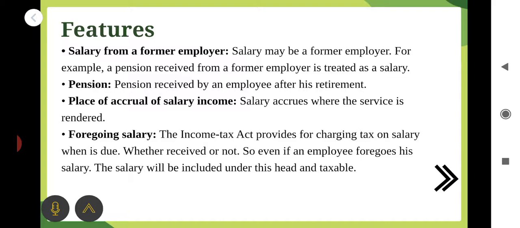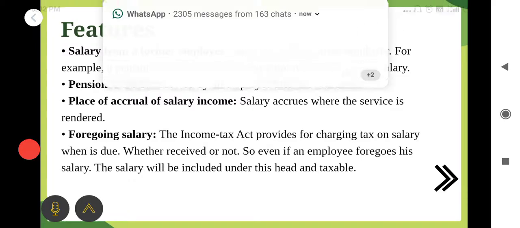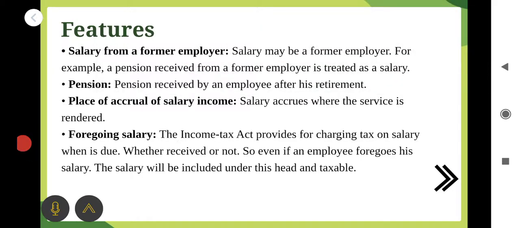after his retirement. The next important feature, that is place of accrual of salary income. That means salary accrues where his service is rendered. The next one, foreign salary. That means the Income Tax Act provides for charging tax on salary when it is due, whether received or not. So even if an employee forgoes his salary, the salary will be included under this head and it will be taxable.